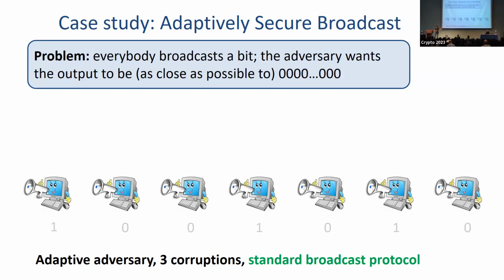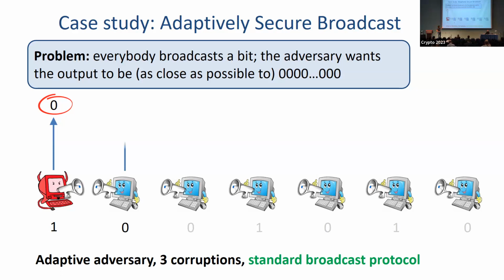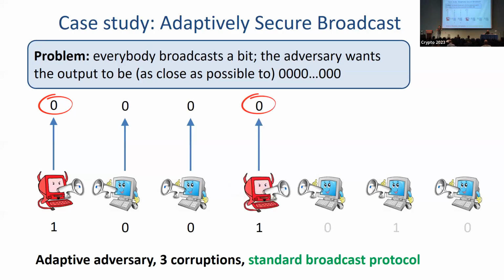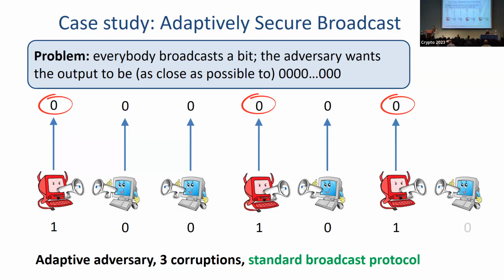In these standard broadcast protocols, if you use them to solve the previous question, the adversary can first see the input bit of every party and then decide whether it wants to corrupt them or not. Here, the input is 1, so it will corrupt the party. The second one is input 0, so we won't corrupt it, and so on. You can see which parties have input 1 and choose those parties to corrupt and to adjust their input values.